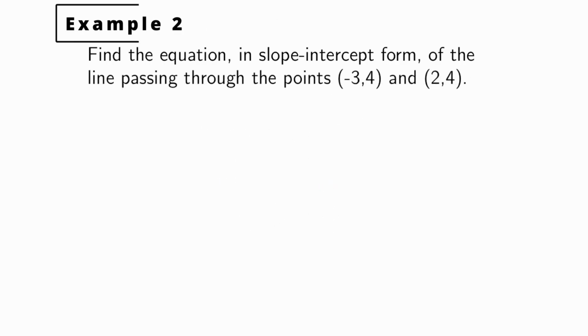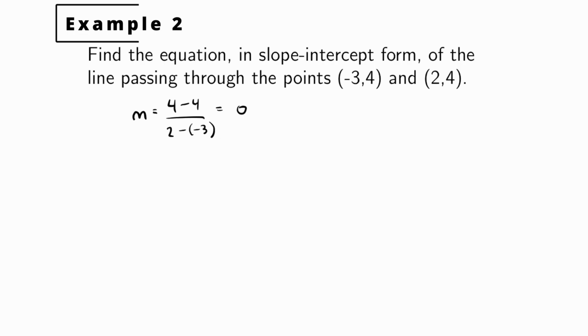In this next example, we want to find the equation, again in slope-intercept form, of the line that passes through the points negative 3, 4 and 2, 4. We're not given the slope in this problem, so our first step will be to find the slope. The slope is the difference in the y-coordinates, 4 minus 4, over the difference in the x-coordinates, which would be 2 minus negative 3. Here we get 0 over 6, which is 0.